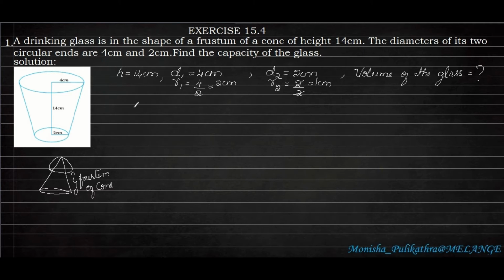So the volume of a frustum of a cone is equal to 1 by 3 pi h into R1 square plus R2 square plus R1 into R2. This formula is very important. Usually they will give a 1 mark question to find the volume of a frustum of a cone formula, and also 3 marks or 4 marks questions. So next we have to substitute for each and every value.